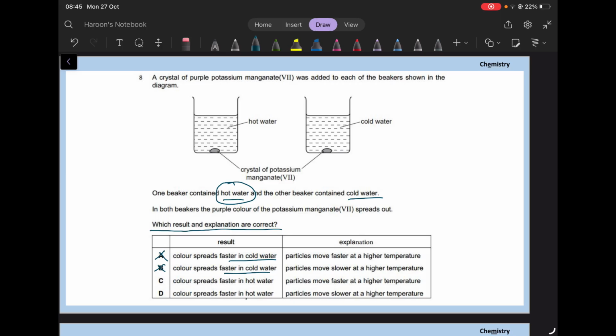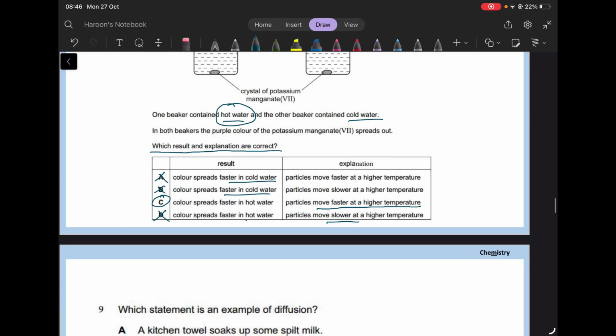Now have a look at the explanation. Particles move faster at high temperature. Yes, they do. So C is the actual answer. Let's have a look at D. Particles move slower at high temperature. Not really. Increase in temperature would increase the speed of particles, so they basically move faster. So C has to be the answer.